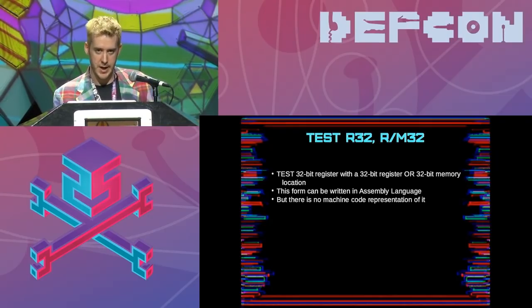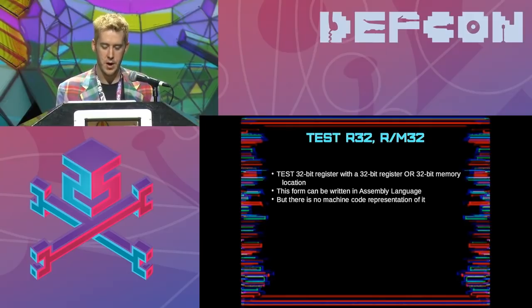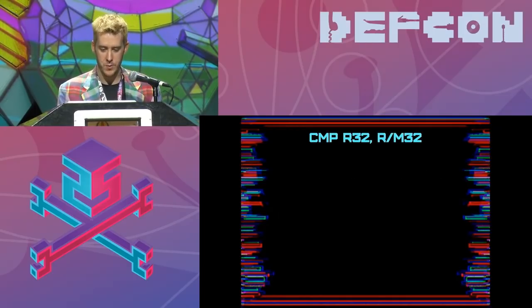First of all, I'm going to talk about test, this particular test encoding of moving a register or a pointer to a 32-bit register. This is actually not a thing. There's no encoding for it, although you can still write assembly like it.